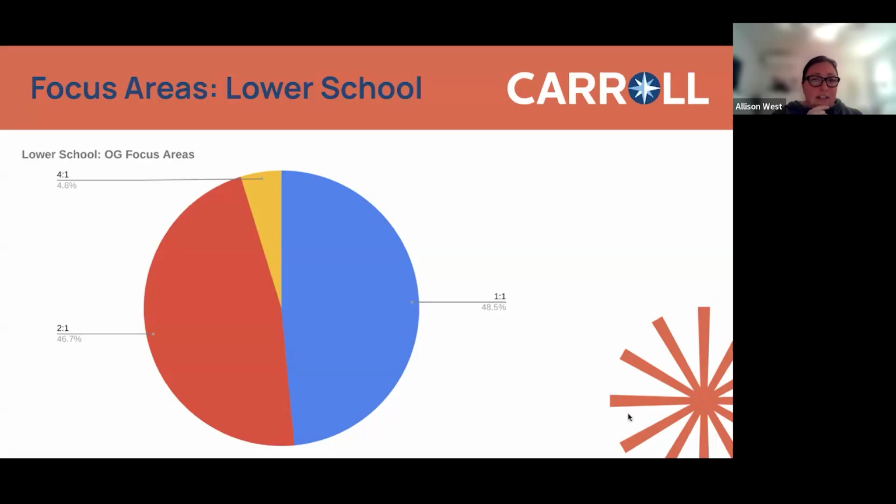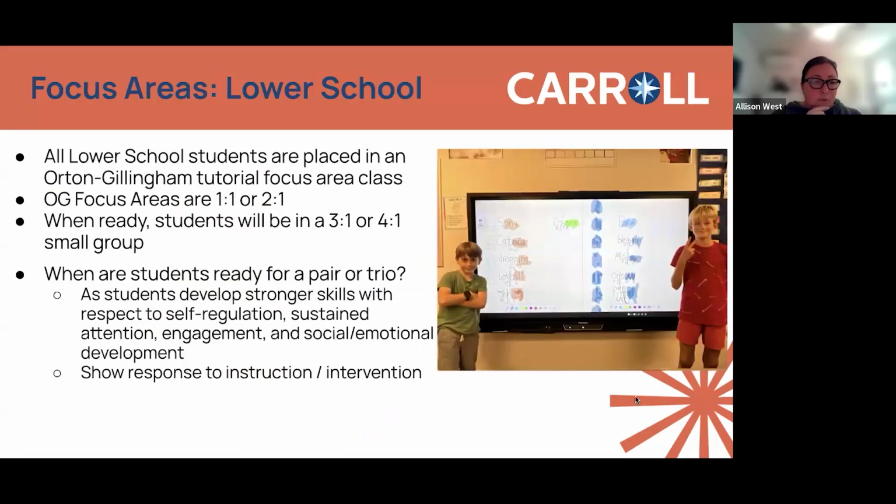The next slide shows that the lower school academic leadership team works very closely alongside their OG educators to really create these focus area groups. And while you saw that about half of the students are in a one-on-one focus area, many are ready for a collaborative learning environment. And this is where it gets really exciting.